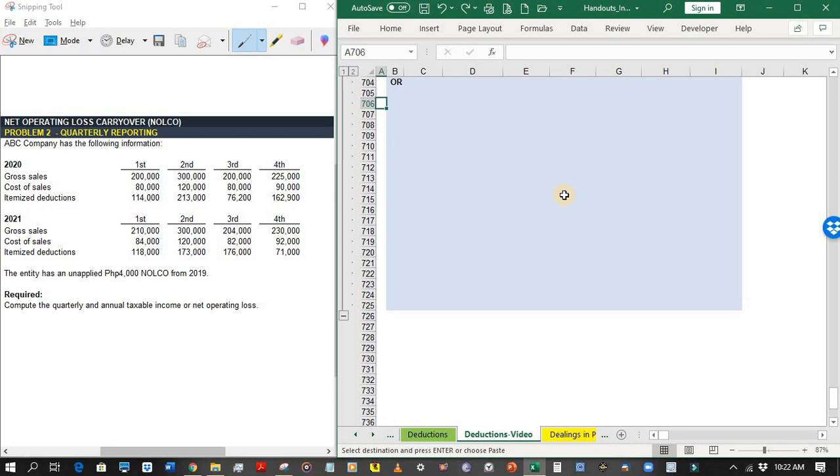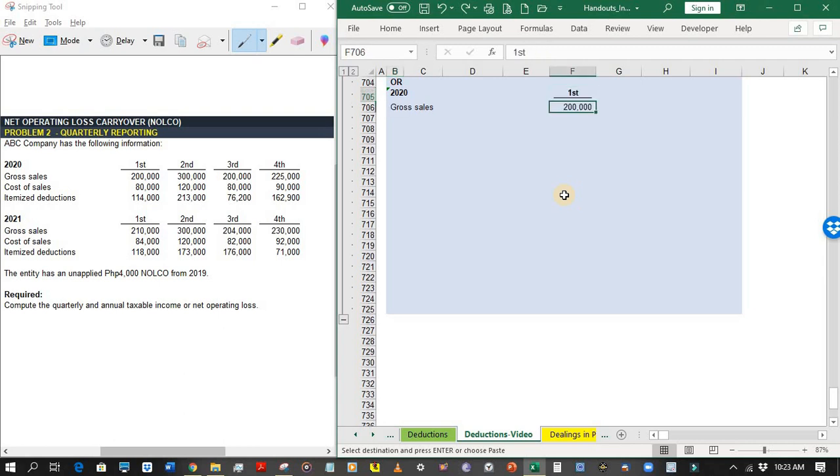So let us start computing the taxable income for the first quarter. This is almost similar to the previous format that we did. So our gross sales for the first quarter is 200,000 pesos. Cost of sales is 80,000 pesos. Then we have gross profit of 120,000. Then let us deduct the itemized deduction of 114,000. So we have a taxable income of 6,000 pesos. So for the first quarter, we have a taxable income of 6,000 pesos, and this is also the answer we have computed in the previous format.